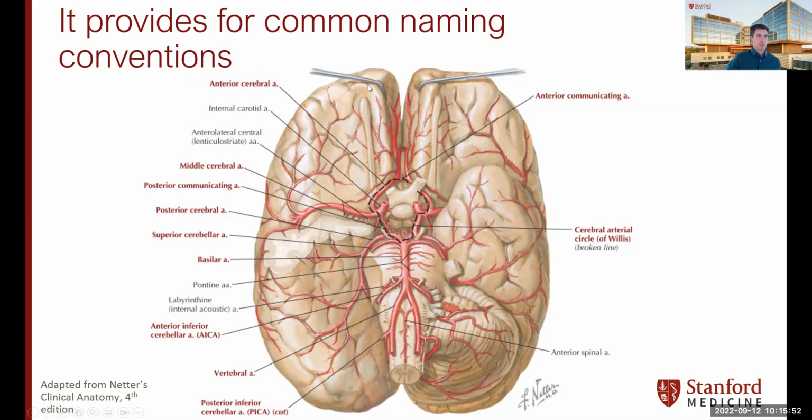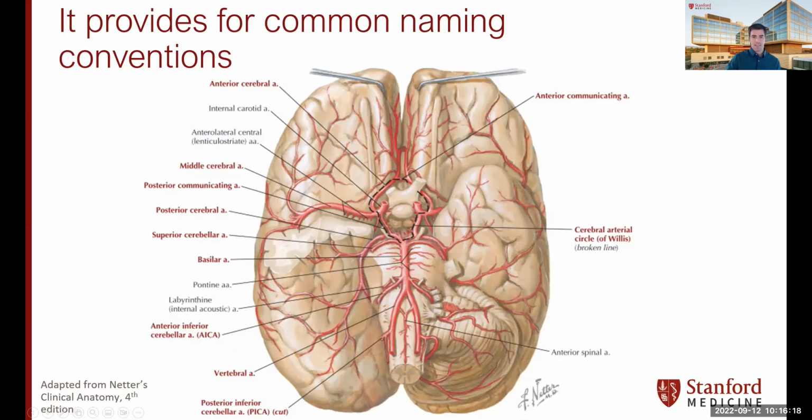In the front of the brain is the anterior cerebral artery. In the middle of the brain is the middle cerebral artery. In the back of the brain is the posterior cerebral artery. At the top of the cerebellum is the superior cerebellar artery. At the front and bottom of the cerebellum is the anterior inferior cerebellar artery. And then at the back and bottom of the cerebellum is the posterior inferior cerebellar artery, right?